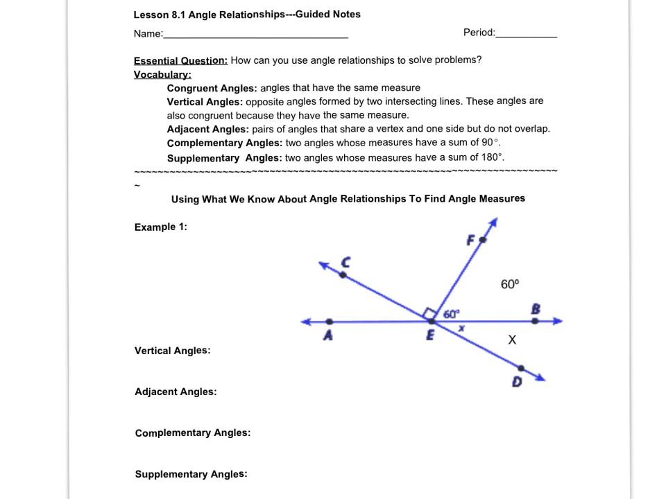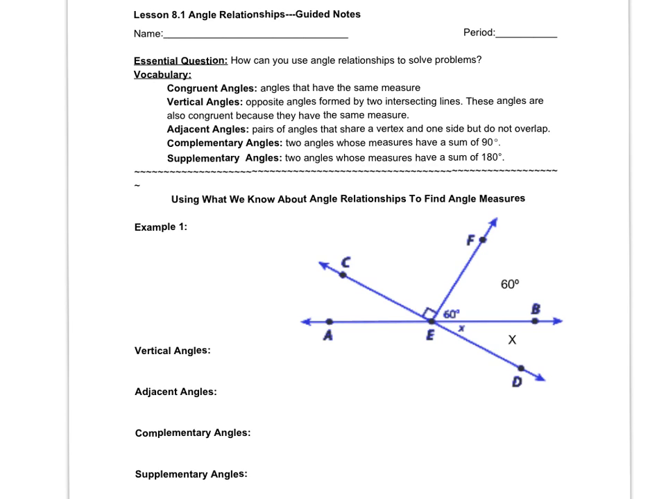Lesson 8.1, Angle Relationships. Our essential question for today's video is how can you use angle relationships to solve problems? We have 5 vocabulary terms: congruent angles, vertical angles, adjacent angles, complementary angles, and supplementary angles. We're going to use what we know about these angle relationships to find measures.